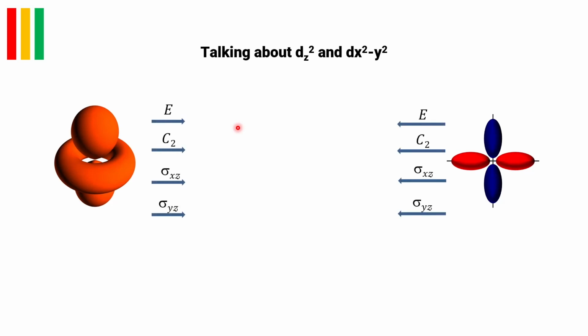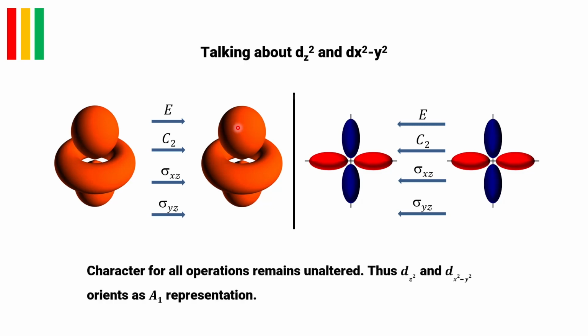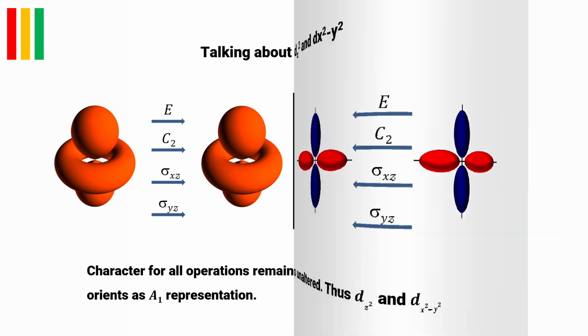If you do it for the dz2 orbital under identity, C2, sigma xz and sigma yz, there will be no change in the system. The same is the case for dx2 minus y2. For identity, C2, sigma xz and sigma yz, there will be no change, and therefore they would have all the characters equal to plus 1. Thus dz2 and dx2 minus y2 would transform as the A1 representation. So that's a quite good understanding of the basis functions. Use the basis functions x, y, z, or d orbitals dx2 minus y2, dz2, dxy, dyz, dxz, and derive the other columns.